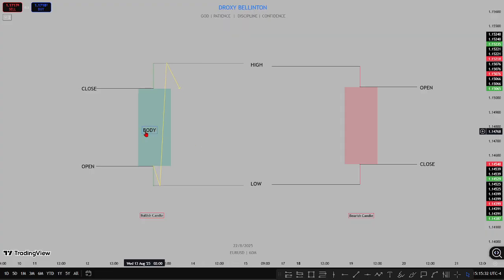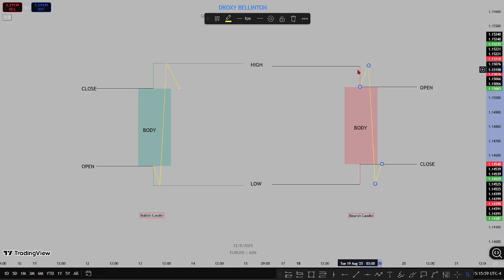This is called the body of the candle, and that one also has a body. Same for the bearish candle. This is how a bearish candle opens. It opens here, at the open. Then it goes to the high. Comes to the low. Then goes to the close. You see, there are two different candles.